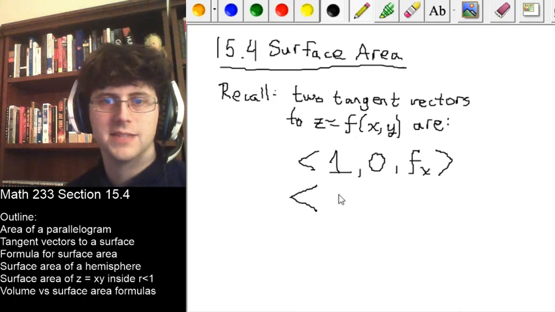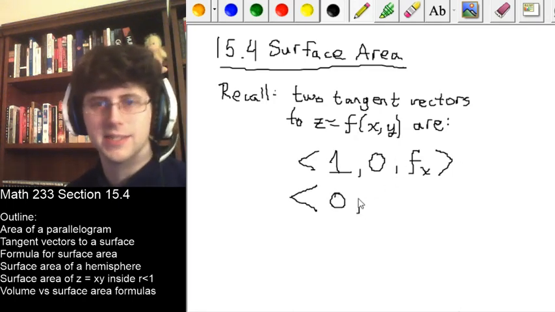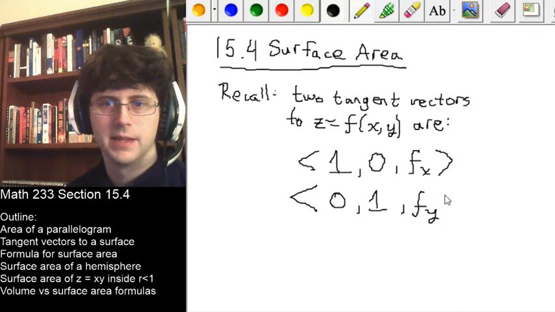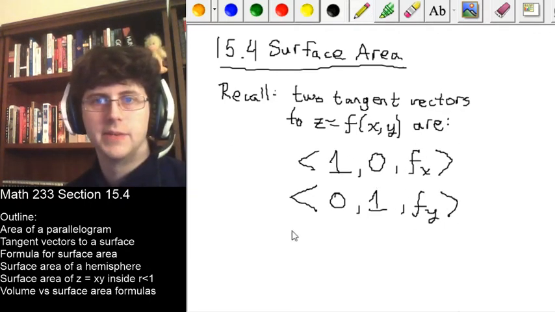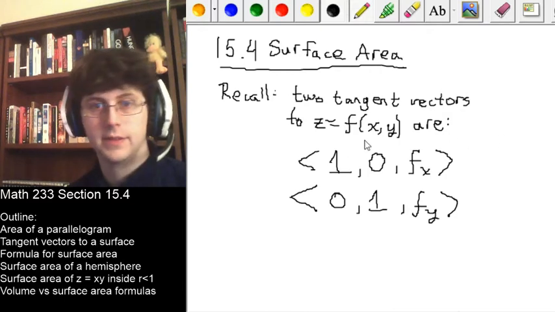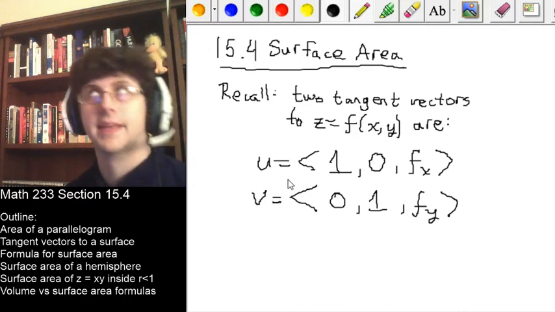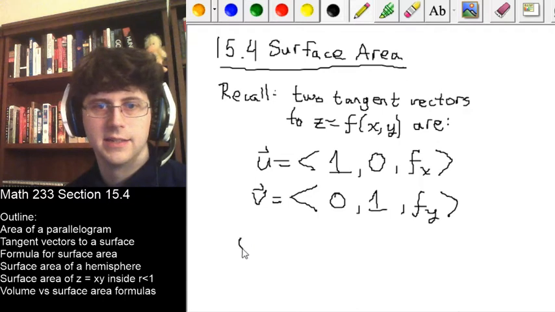And then the other tangent vector is easy. There's lots of tangent vectors, but these are the two easy ones. Don't go in the x direction, instead go in the y direction, and see how high up you go in the y direction. That's 0, 1, fy. If we cross these two vectors and take the magnitude, then we'll get the area of our parallelogram. And that's what we'll integrate. So here's u, here's v. Let's do u cross v.